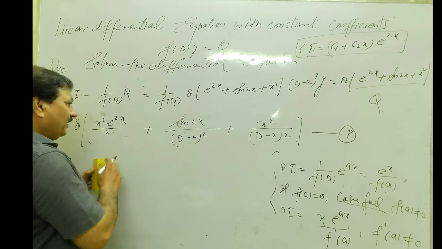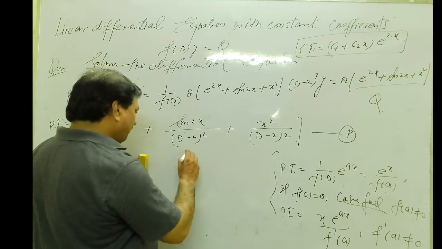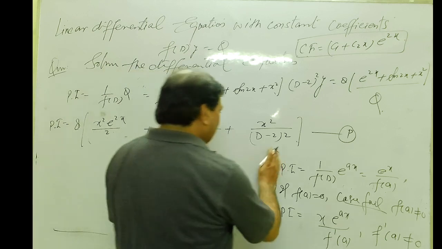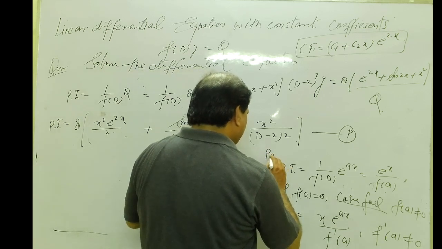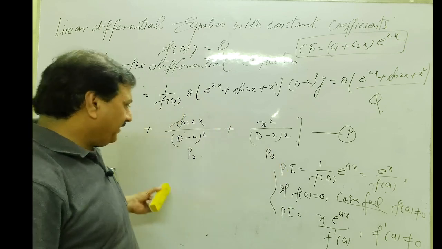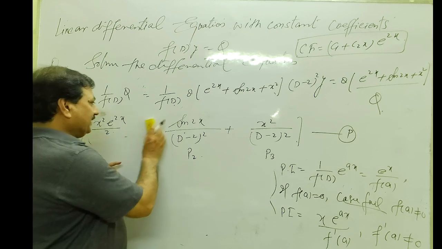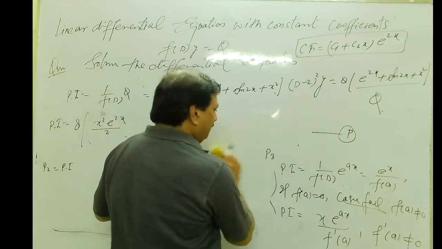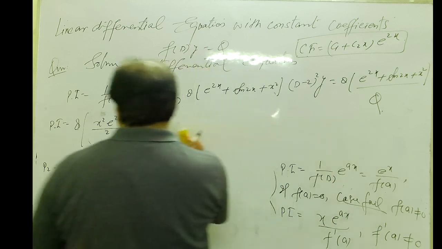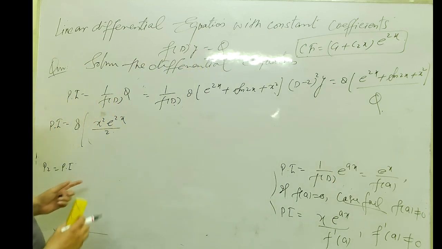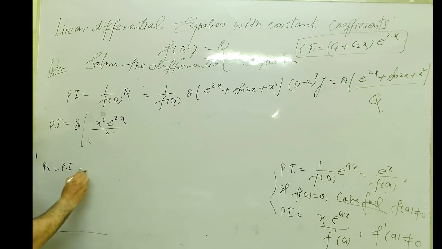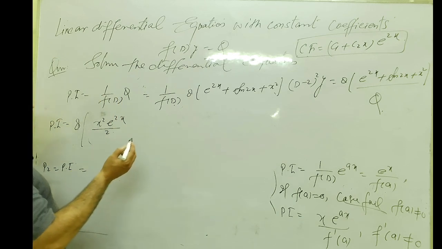We will solve the second part, particular integral P2, and this is the third part, particular integral P3. Now the second part, P2: put it in the equation first, and this is the first answer. The next, second part is the result.